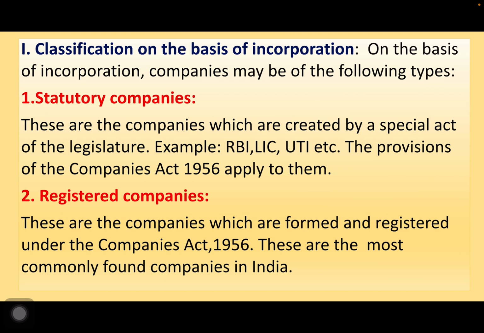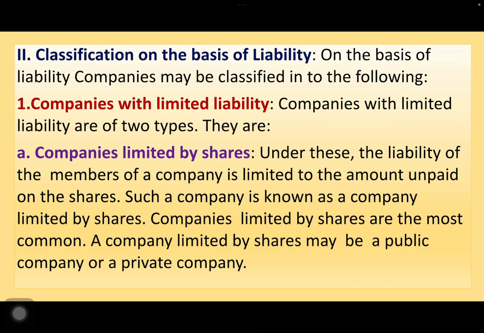On the basis of incorporation, companies can be statutory companies or ordinary registered companies. Statutory companies means the companies created or established by the government by passing an act in the parliament. So, they are called statutory companies. Example: RBI, LIC, UTI, etc. Then registered companies means any other company, any company formed under the Companies Act.